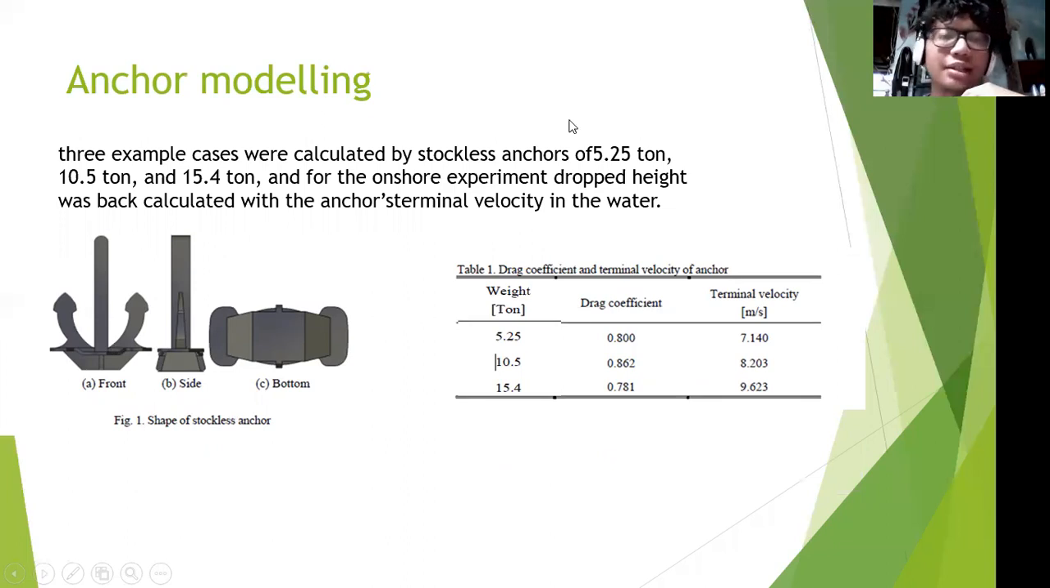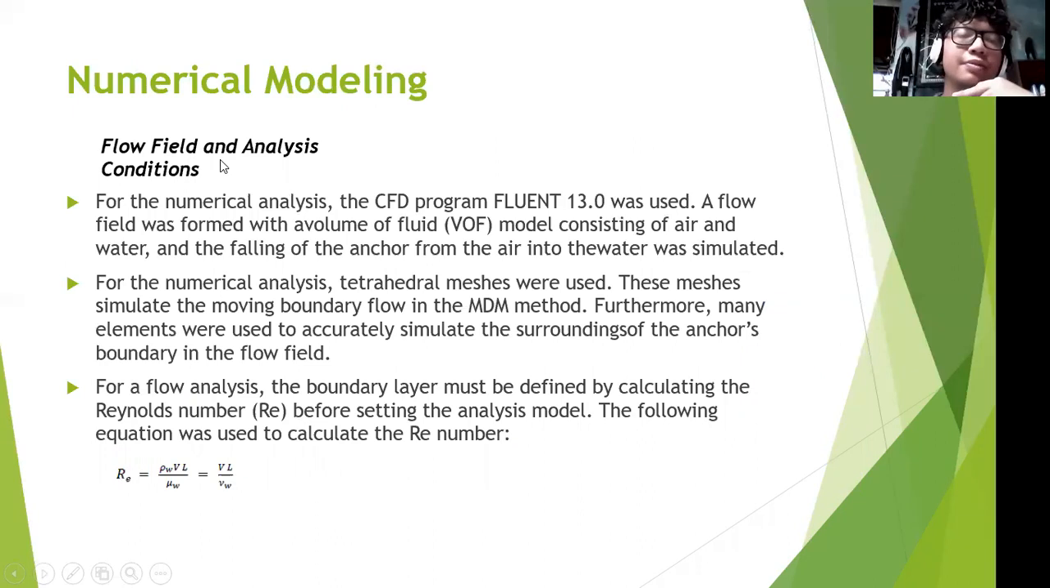After that, we do numerical modeling of the flow field and analysis condition. For the numerical analysis, the CFD program was used. A flow field was formed with a volume of fluid, or VOF, model consisting of air and water, and the falling of the anchor from the air into water was simulated. Tetrahedral meshes were used. This mesh simulates the moving boundary flow in the MDM method. Furthermore, many elements were used to accurately simulate the boundary of the anchor in the flow field.